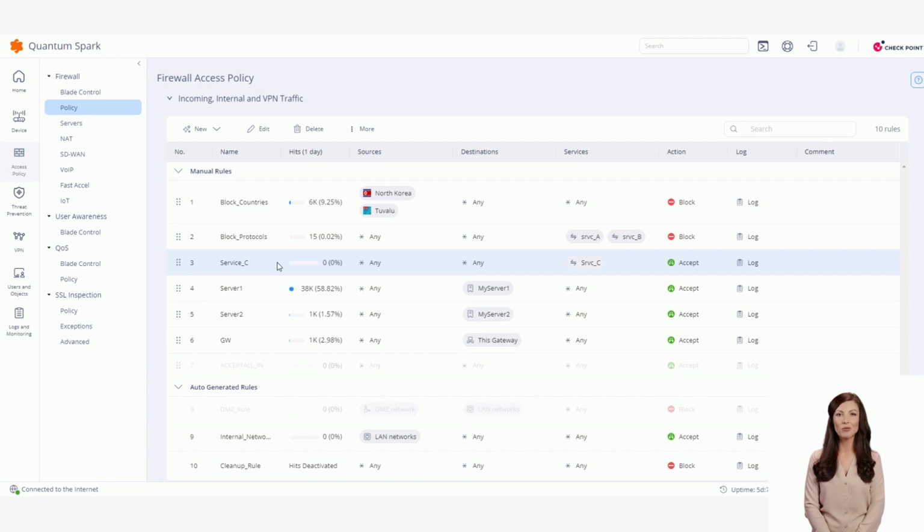Analysis of hit counts per rule over time assists administrators in monitoring policies and traffic, and allows them to assess the adequacy of security rules for their specific traffic profile.